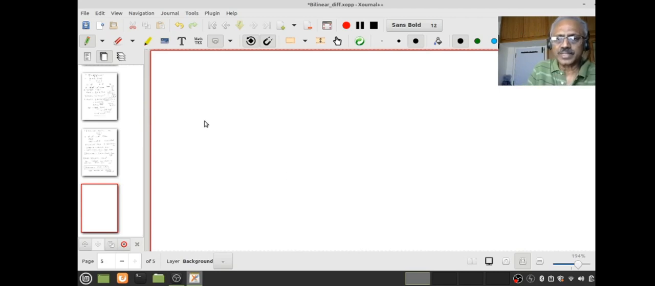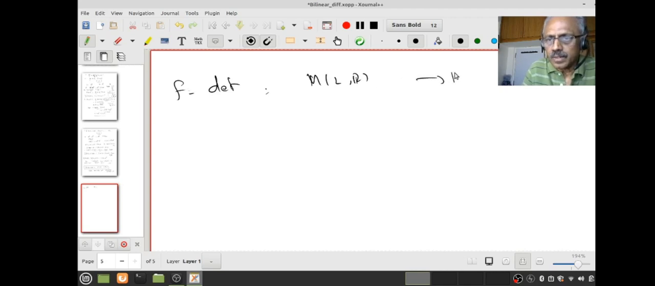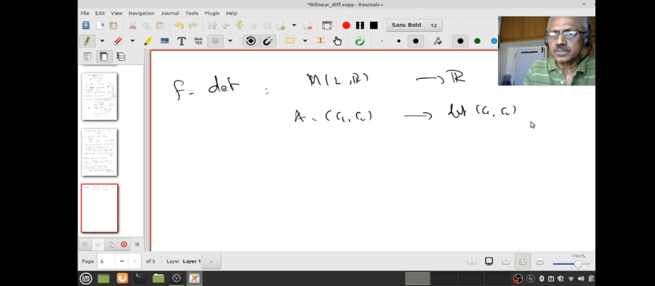Now we want to apply this to our third example. What is the third example? We saw the determinant map, let me call it F, from M to R. I can think of this as a map A equal to column vectors C1, C2, going to determinant of C1, C2. This is bilinear. Therefore, I know this map F is differentiable. Yes. Therefore, this is a bilinear map.